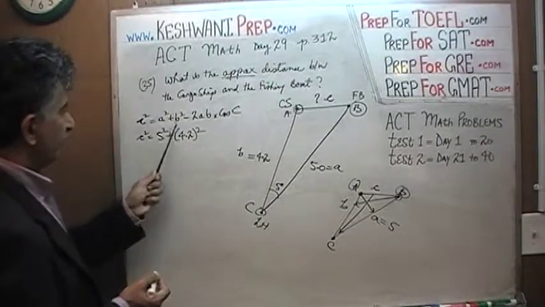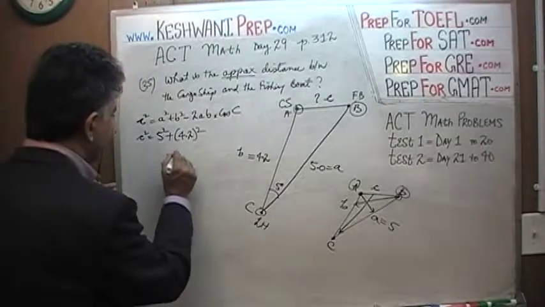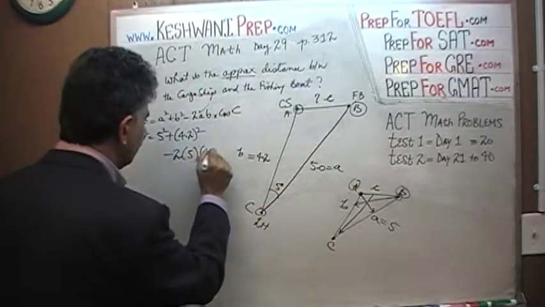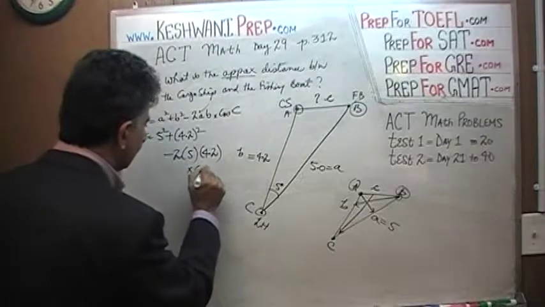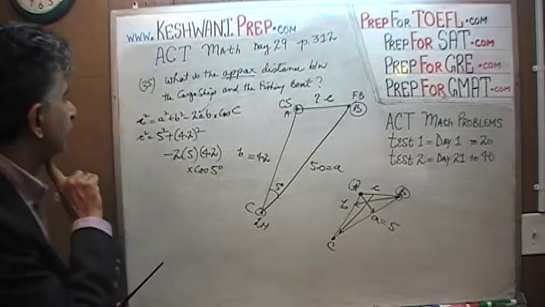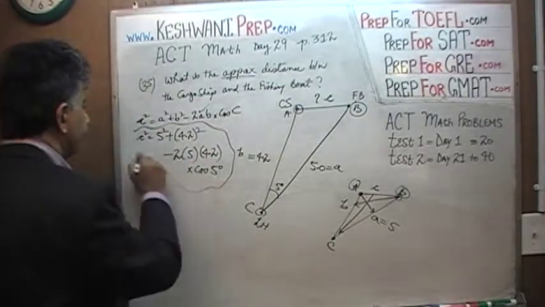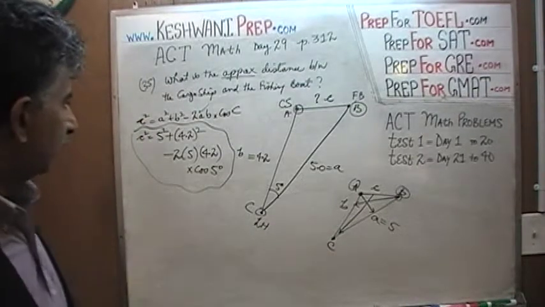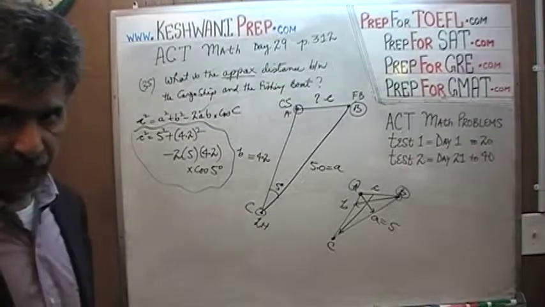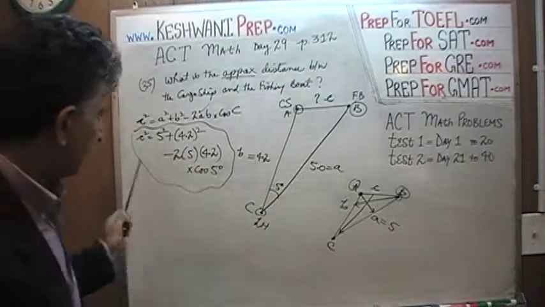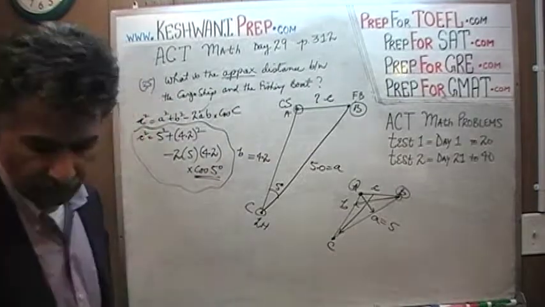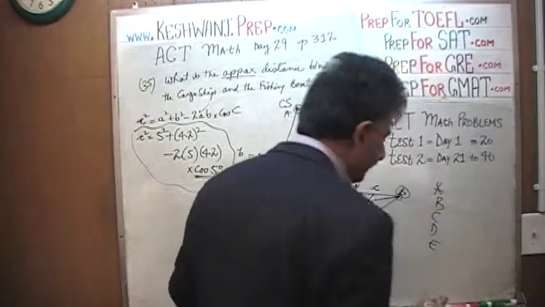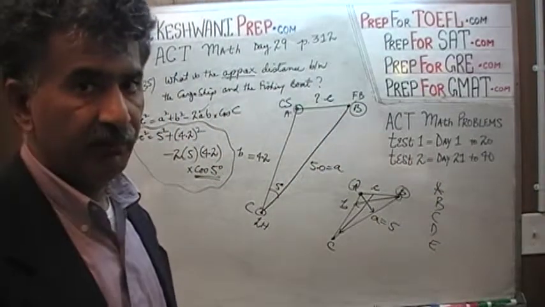So 5 squared plus 4.2 squared minus 2 times a, which is 5, times 4.2 times cosine of 5 degrees. That's it. That's our answer. Of course, in order to figure out c, we need the whole thing inside the square root sign, which we will do. But the point is that the correct answer, whatever it is, must contain cosine of 5 degrees. And if you look at the answer choices, anything that does not say cosine of 5 degrees is wrong.